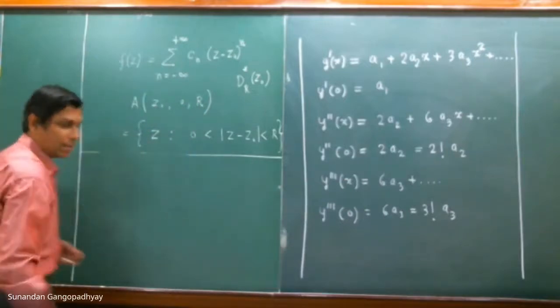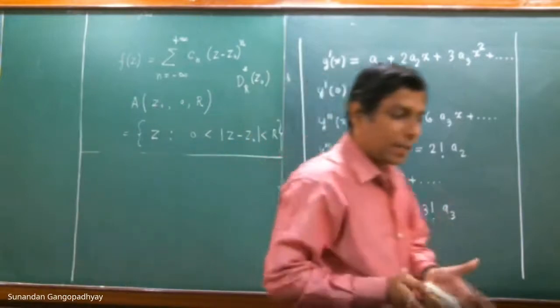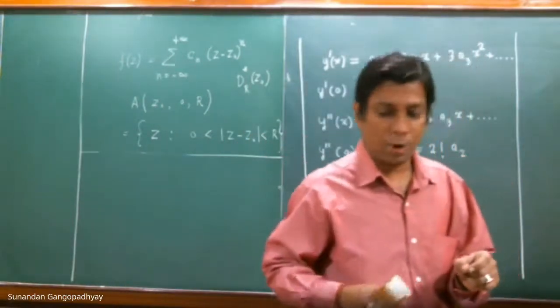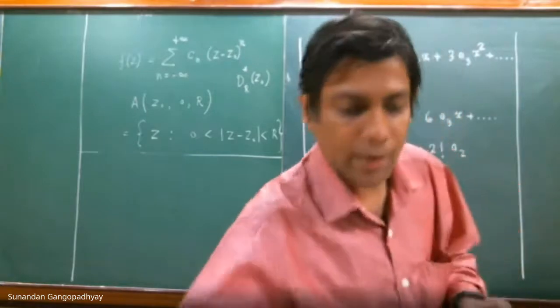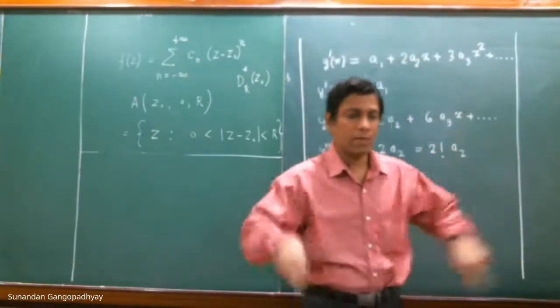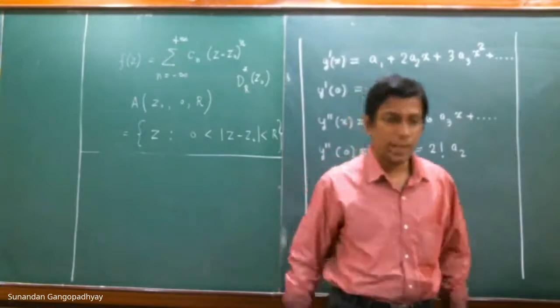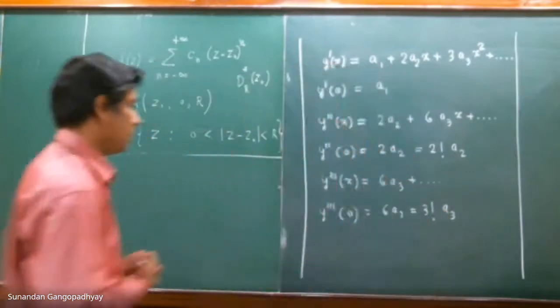So this is how you can understand the radius of convergence of a function. It basically means that if you expand the function around some point, then there is some radius. So there is some circular region of radius r within which the expansion is valid. That is what we mean by a radius of convergence.